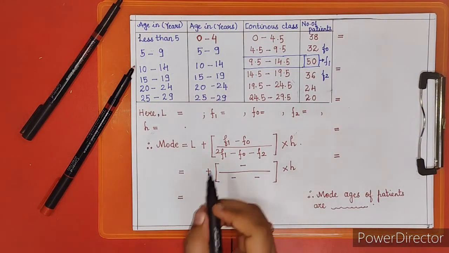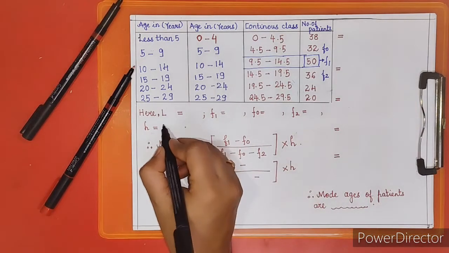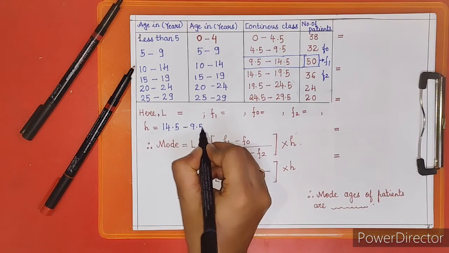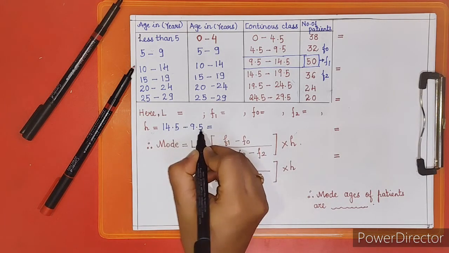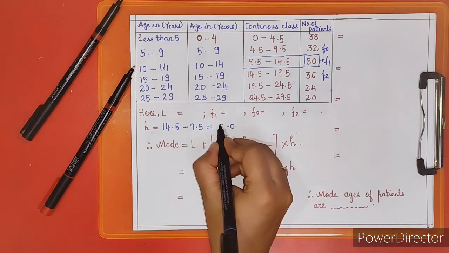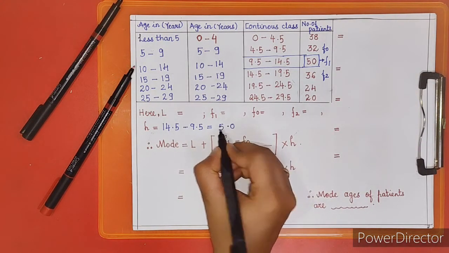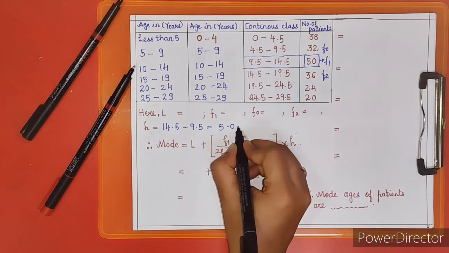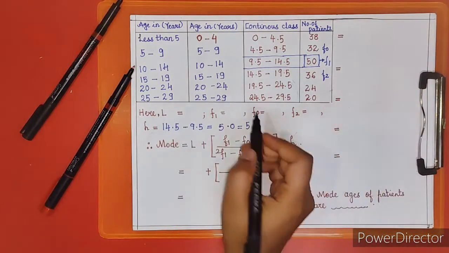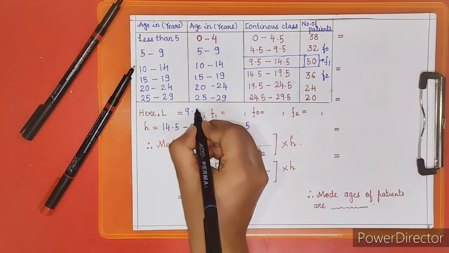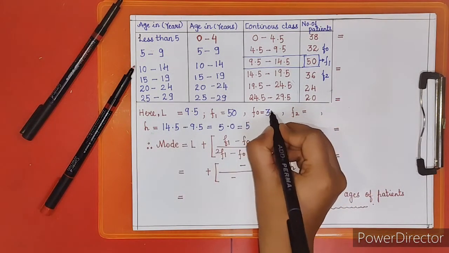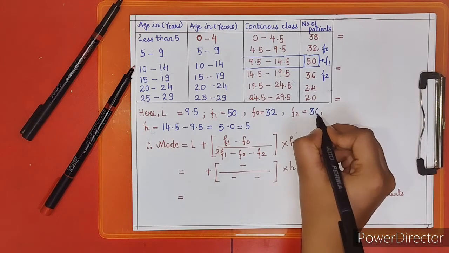What is the class interval? That is the height of a class. It is 14.5 minus 9.5. What is it? 5 and 5 minus gives you 0 after the decimal point. 9 minus 5 is 4, 14 minus 9 is 5. So that is 5.0. So 5.0 we'll consider as 5. Now we'll write all the values. I have taught you the lower limit is 9.5, f1 is 50, f0 is 32 and f2 is 36.